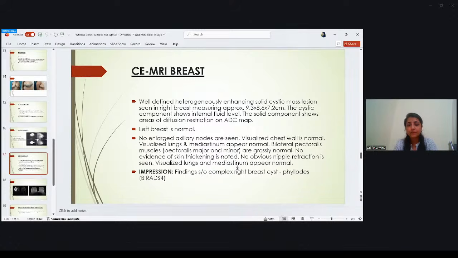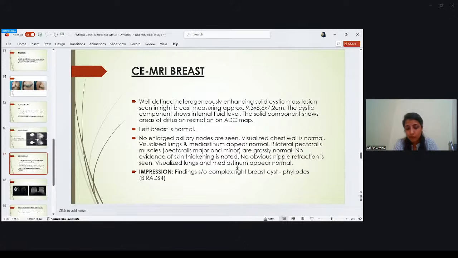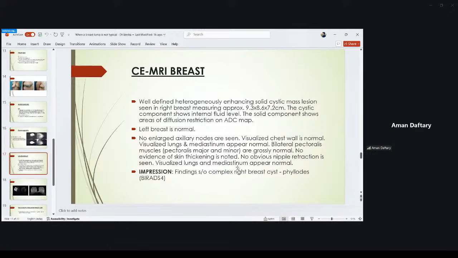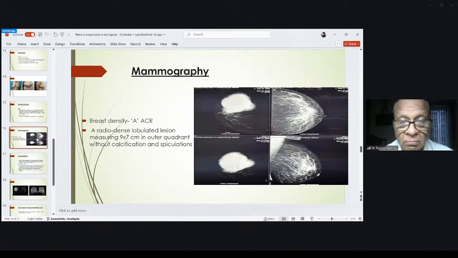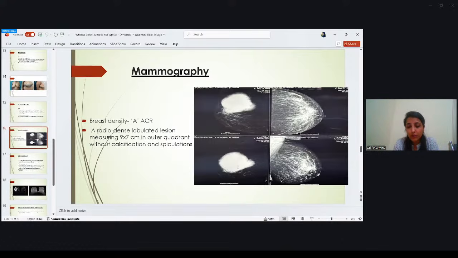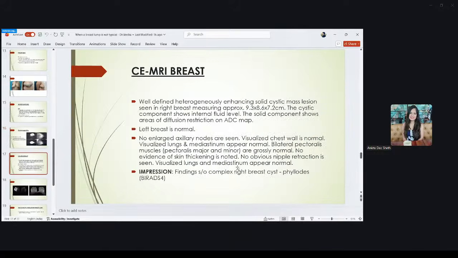Ma'am, can you... Okay, I think it was done in addition to the contrast mammogram. Yeah, that was the contrast mammogram as well, right? Yes, ma'am. So, a regular mammogram. It wasn't a contrast enhanced mammography. It was just a very dense mass. Can you go back to the mammo page? Yes, ma'am. Actually, this was a regular plain mammogram, ma'am. The MRI was contrast enhanced. Okay, all right.